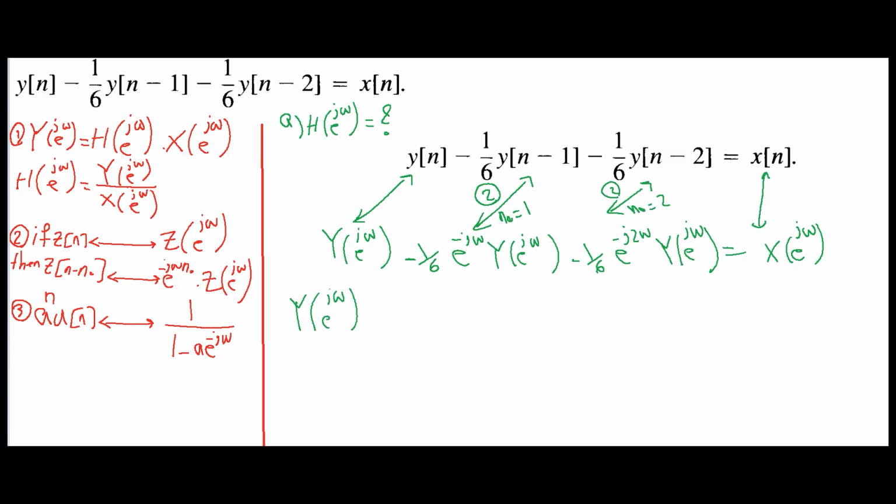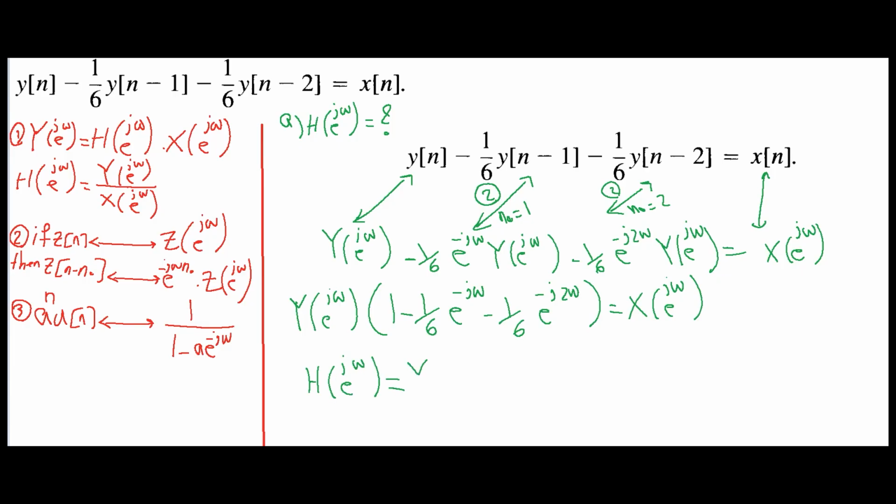Now we factor Y(e^{jω}) from the left hand side, and we already have X(e^{jω}) on the right hand side. By dividing Y(e^{jω}) by X(e^{jω}), we finally obtain the frequency response H(e^{jω}) as given by the resulting expression.